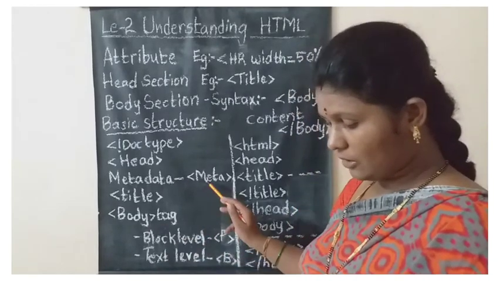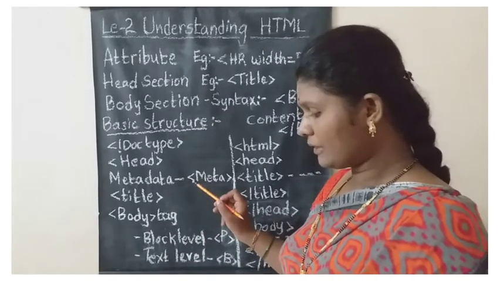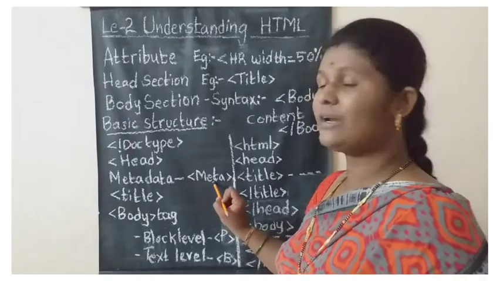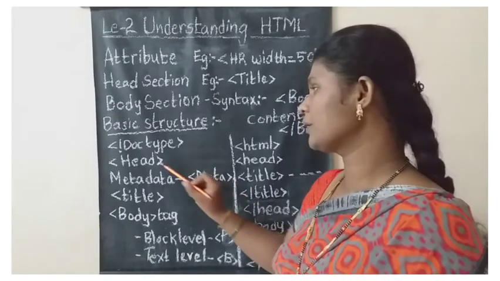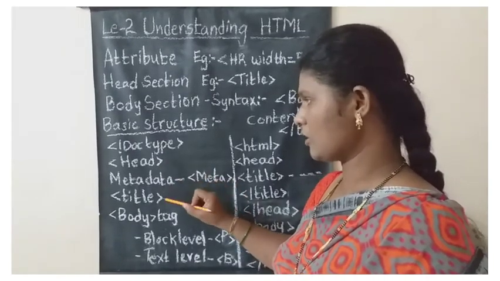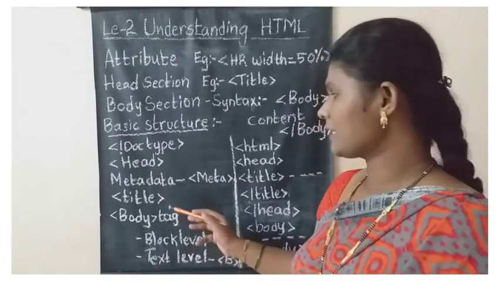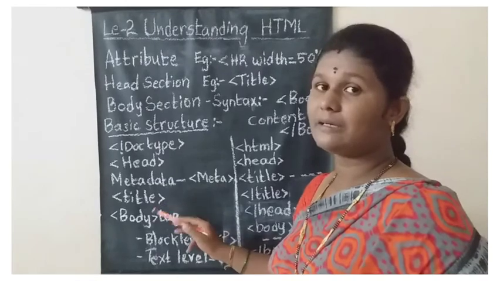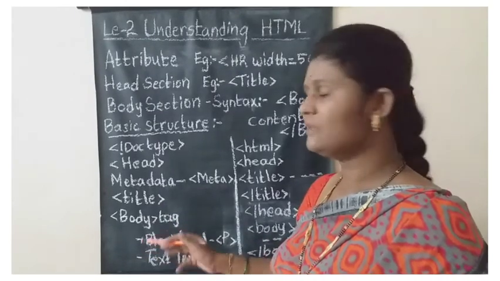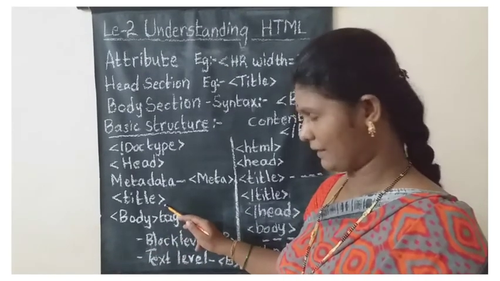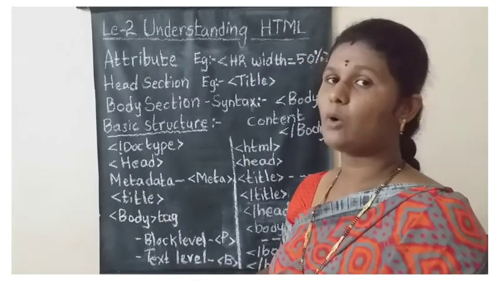Next, for example, UTF-8 is used for English language. These are all things we can provide in the metadata. This also will be provided in the header part. Next, as I said, title bar. In the title, if you want to give the title, that one will be specified in the title tag. Next comes to the topic body tag.